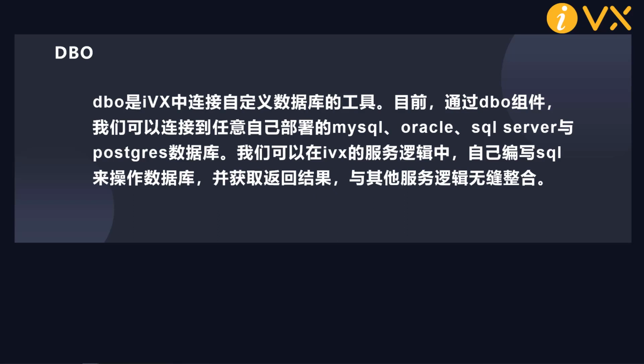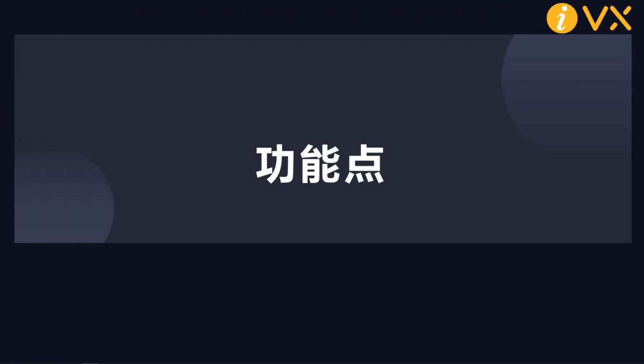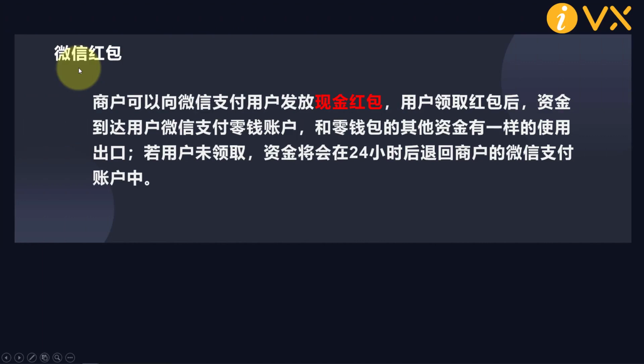These feature points are all backend widgets, and we also attach a relational database as a record of the use of feature points. The first is our WeChat Red Envelope. WeChat Red Envelope can issue a cash red envelope to our WeChat users. After receiving the red envelope, the funds will automatically reach the user's WeChat payment balance account, which can be used like other funds in the wallet.